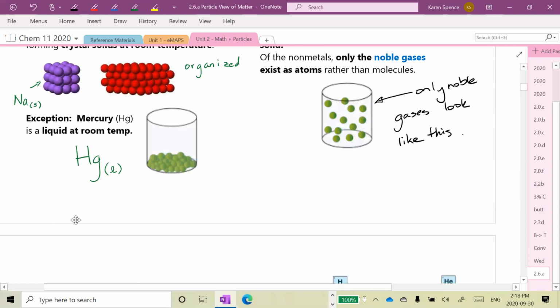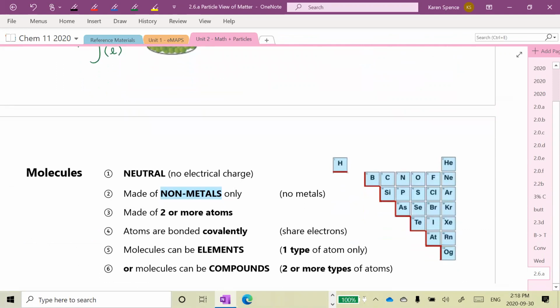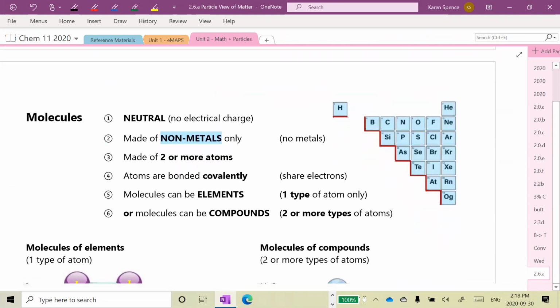Okay, so if we go on to our next page, and tell me if I'm moving too quickly at any point, you can say slow down, okay? Molecules are also neutral. In other words, they have no electrical charge. They are neither positive nor negative. Electrons and protons are subatomic particles and they have charges, but the only particles that have a charge are the ions. So molecules are neutral, no positive charge, no negative charge.